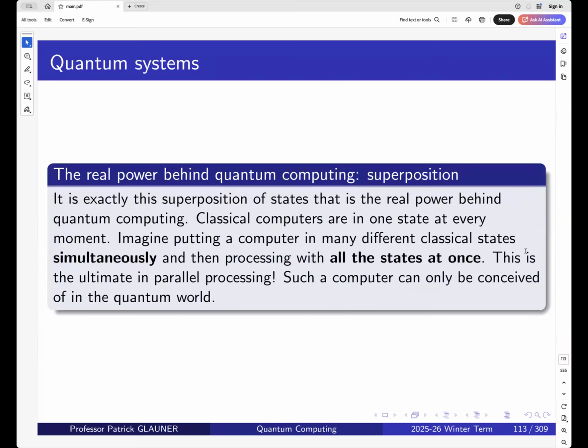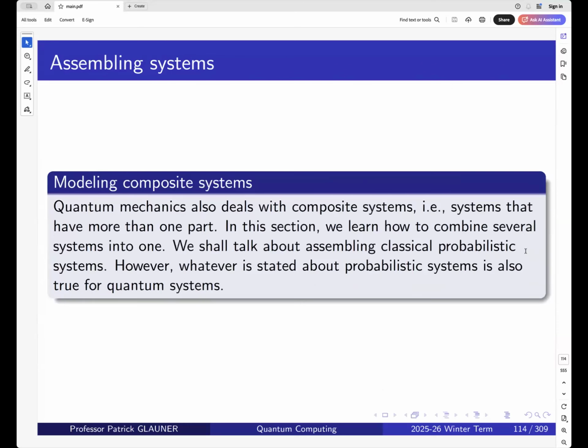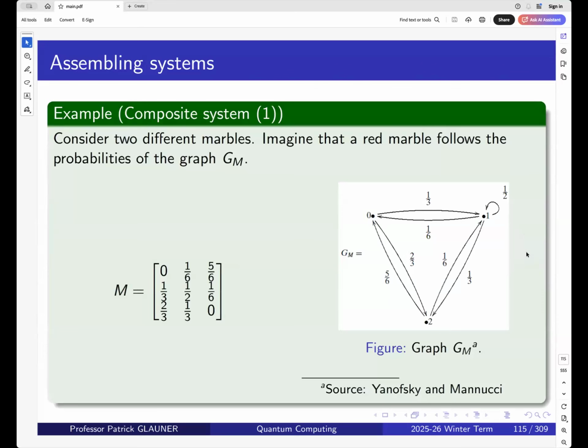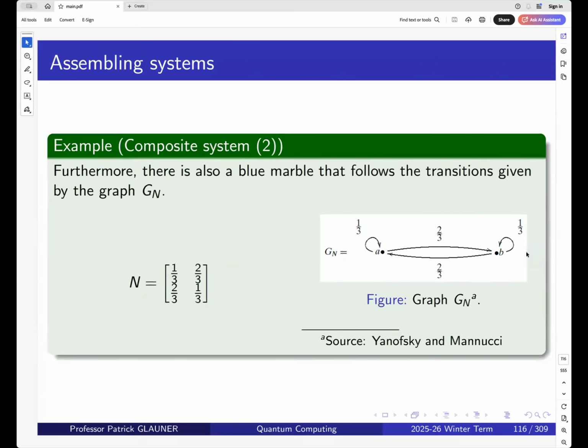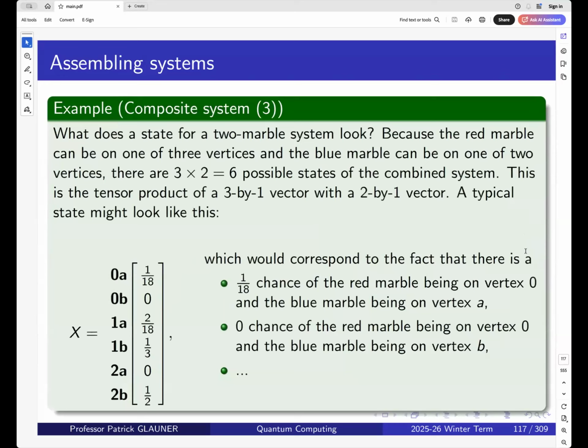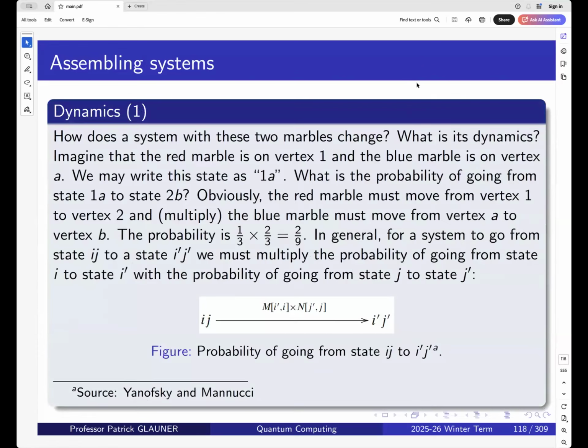We already introduced some important terms like a superposition, and then we also modeled composite systems, or we assembled systems, and we had smaller systems and aggregated them into bigger ones. And this is something we discussed in detail. And also these comments around vectors and matrices will be crucial to actually understand what each entry stands for.